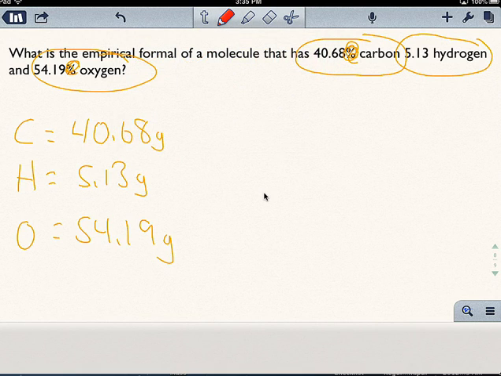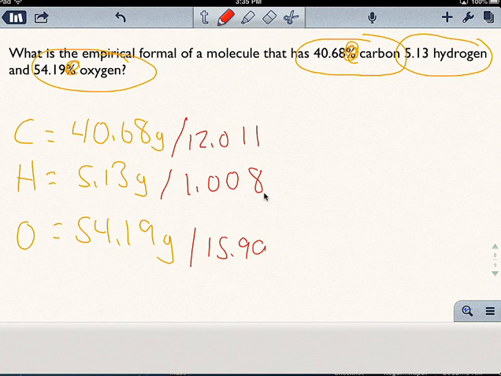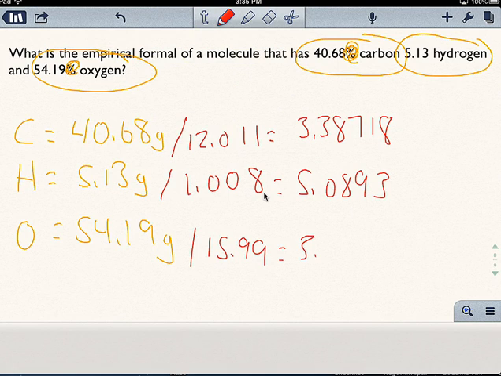Going from grams to moles, we divide by molar mass. So we're going to divide carbon by 12.011, hydrogen by 1.008, and oxygen by 15.99. And we get our answers here, and this is the amount of moles that we're going to have in our molecule. So we have 3.38718, the next one we have 5.0893, and the last one we have 3.3752.